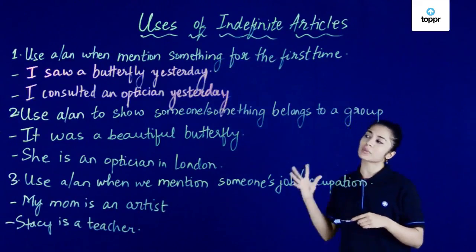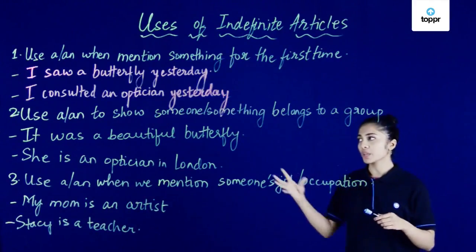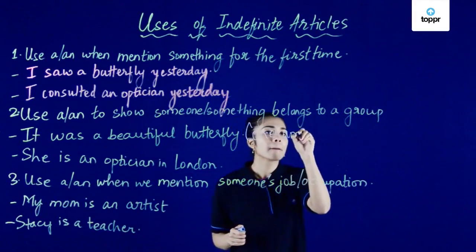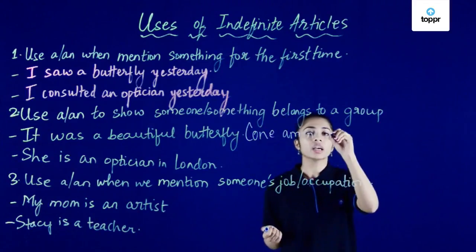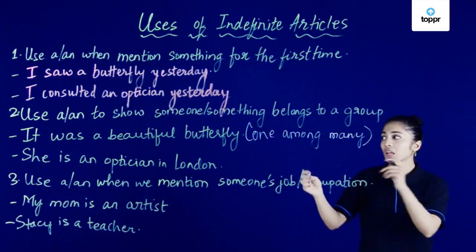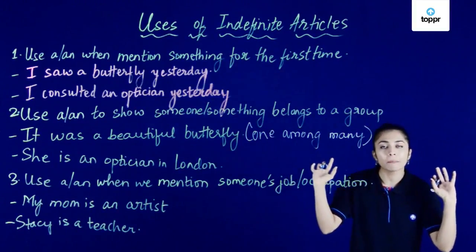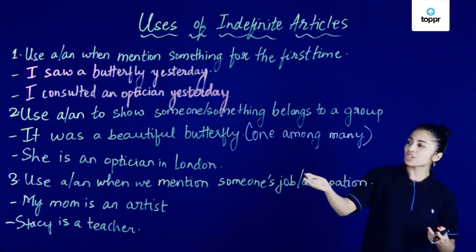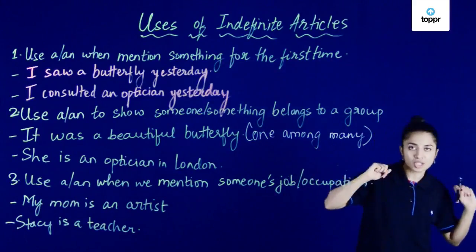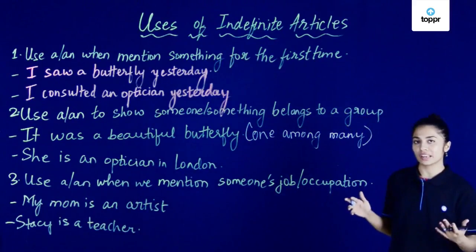The second use is that we have to use a and an to show someone or something belongs to a group. So it was a beautiful butterfly. It was one among many. That is one in a group, right? When we are referring to someone or something that belongs to a group. Like it was a beautiful butterfly. It was one butterfly amongst the other beautiful butterflies. Similarly, she is an optician in London. She is an optician in London, but she is one among the many opticians in London. So one among many. That is the second usage of our indefinite article.